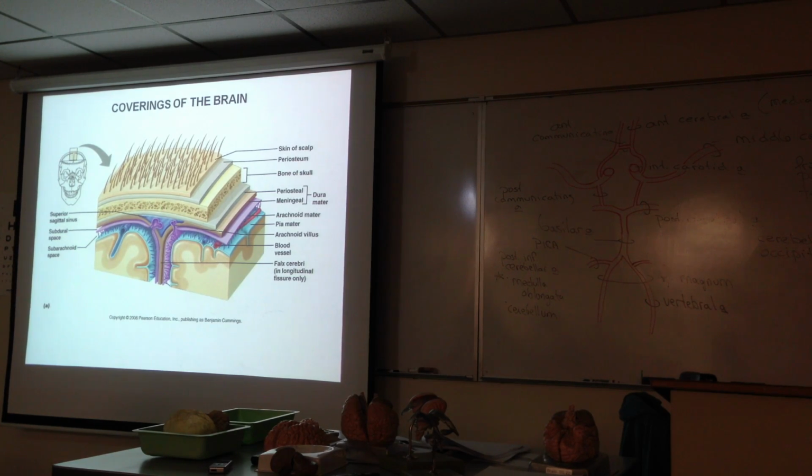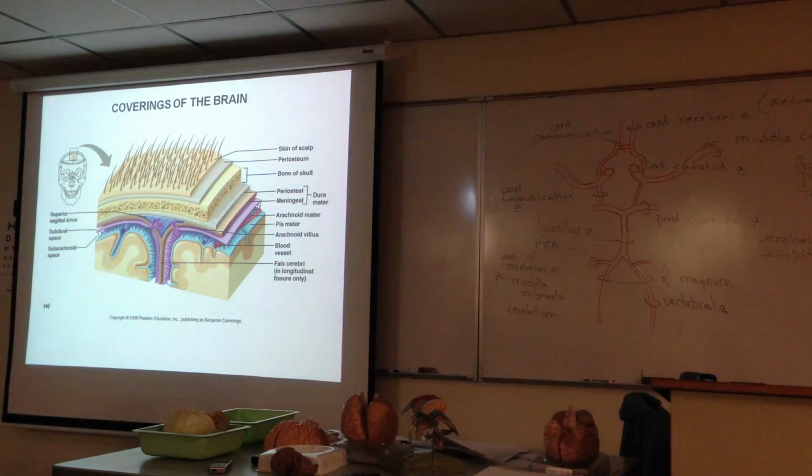So let's see how we get the blood from the surface of the brain back to the internal jugular vein. All right, so we're going to go back to these folds of dura mater.